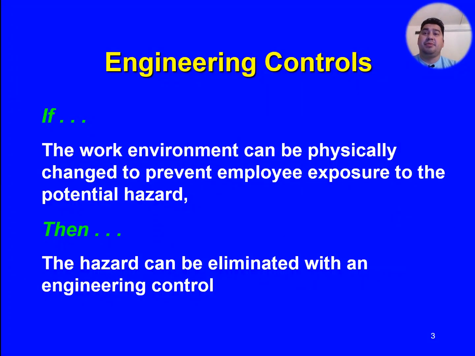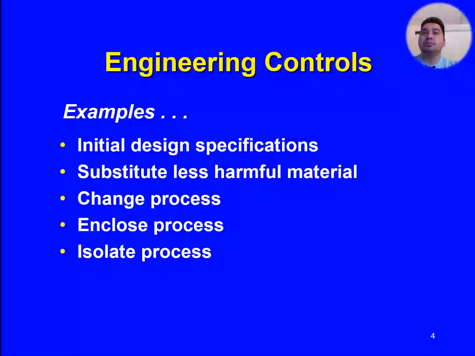Engineering controls: if the work environment can be physically changed to prevent employees' exposure to the potential hazard, then the hazard can be eliminated with an engineering control. Before you simply provide the PPE and let the employee work in a hazardous condition or atmosphere, you have to check whether, by applying any engineering control, you can reduce that hazard or completely eliminate it. But if after applying engineering controls the hazard is still there, then you have to provide the PPE as well.